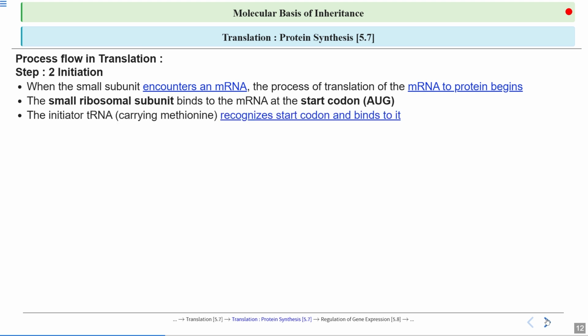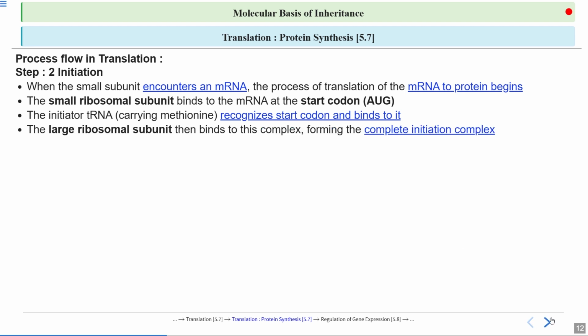Now what will happen? The initiator tRNA, the tRNA which is carrying methionine. Why? Because it has the anticodon for this AUG. It will have UAC, the anticodon for the start codon. That initiator tRNA, with methionine at its acceptor end and the anticodon complementary to the start codon, will come, recognize the start codon and bind to it. Now, the large ribosomal subunit then binds to this complex, forming the complete initiation complex.